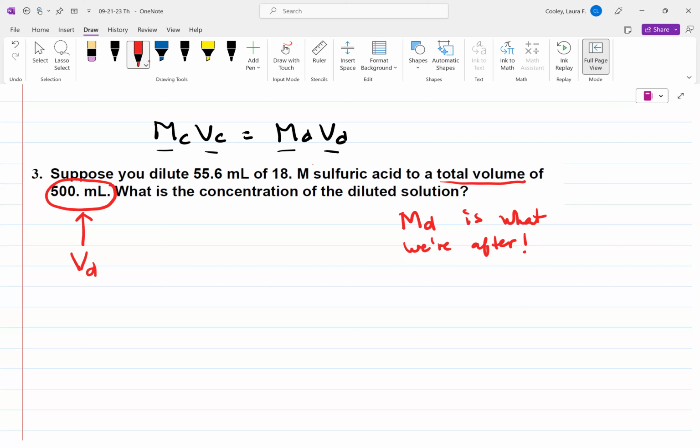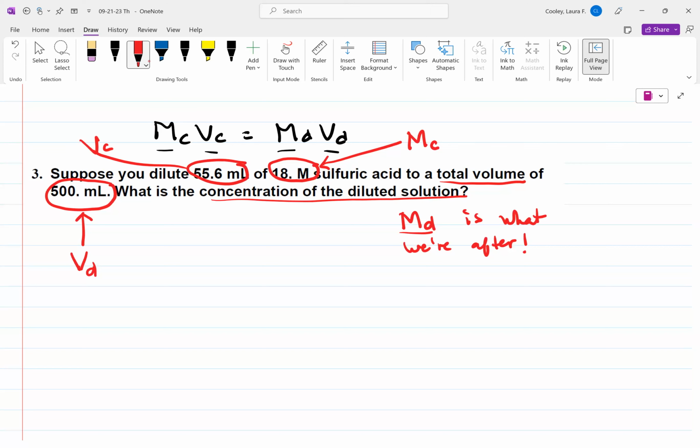So that means that this 18 molar, what is that? Well, no. What is the concentration of the diluted solution? That's what we're trying to get. This is the molarity of the concentrated solution, because you're starting with the concentrated. So it's just telling you, suppose you dilute this concentrated solution, right? This must be VC. So we're solving for MD.